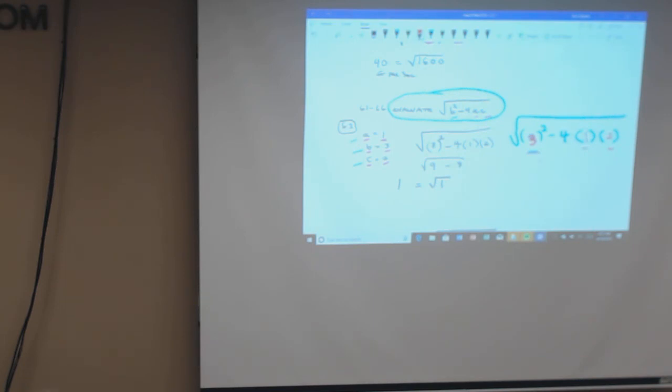Then I just do the math. 3 squared is 9 minus 4 times 1 times 2, minus 8. So the square root of 9 minus 8 is the square root of 1, which is just 1. All you do is just take this formula, plug in the numbers, and do the work.